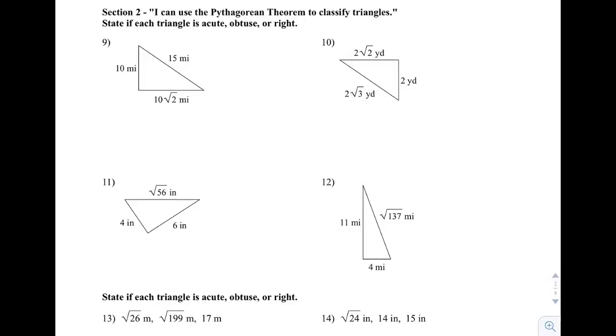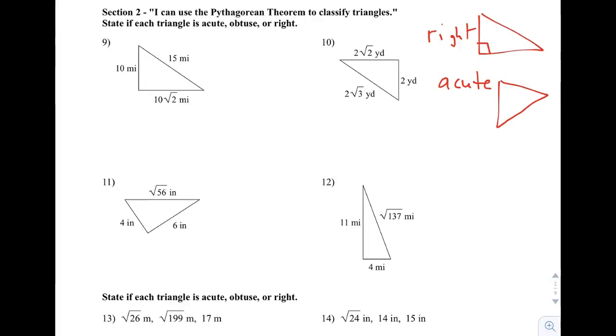In this next section, we're going to use the Pythagorean theorem to determine if a triangle is an acute, obtuse, or right triangle. When you look at a triangle, let's just do this visually first. A triangle with a right angle is a right triangle. Acute is where the biggest angle is actually less than 90 degrees.